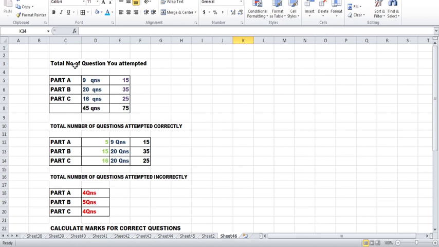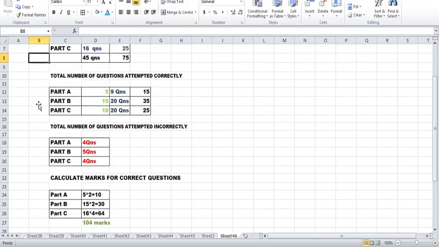First, the total number of questions you attempted in the CSIR life sciences examination. In part A, 20 questions will be given, and from those 20 questions you need to write 15 questions. With regard to part B, you need to attempt 35 questions, and with regard to part C you need to attempt 25 questions, but a student may not be able to attempt all the questions. Suppose you attempted 9 questions from part A. You should also write how many questions you attempted from part B, out of 35, and how many you attempted in part C, out of 25.